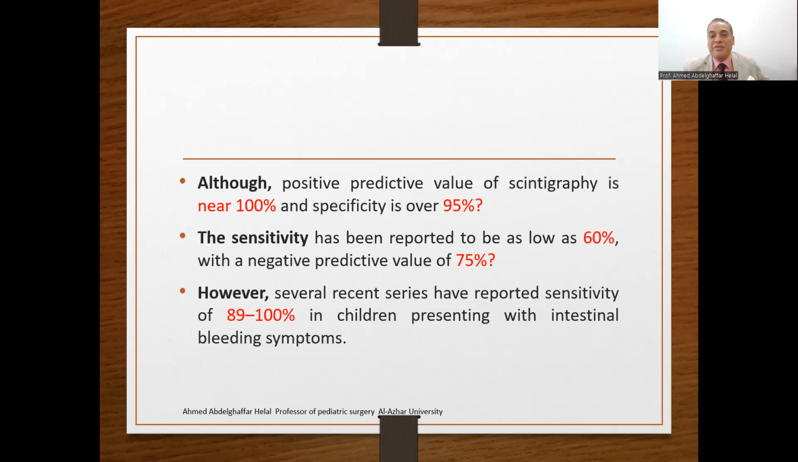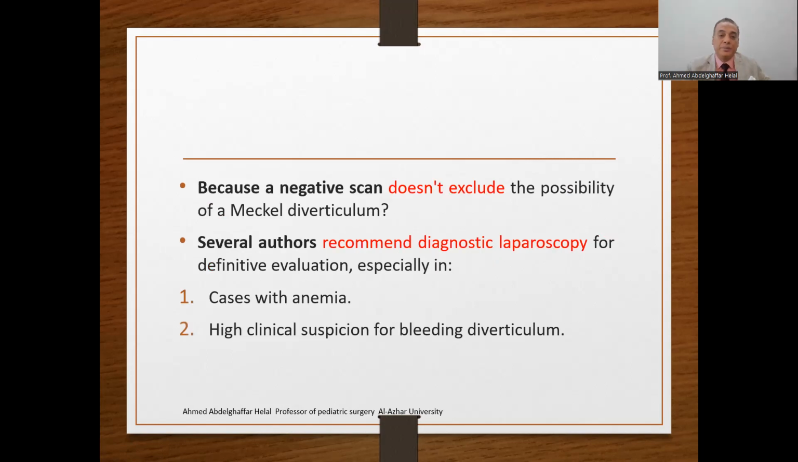Although the positive predictive value of the scintigraphy is near 100% and the specificity is over 95%, the sensitivity has been reported to be as low as 60% with a negative predictive value of 75%. However, recent series reported sensitivity of about 89 to 100% in children presenting with intestinal bleeding symptoms. So it's very important to understand these statistics related to the predictive value, sensitivity, and specificity of the study, because a negative scan does not exclude the possibility of Meckel. As we said, maybe the Meckel doesn't contain ectopic gastric mucosa, or maybe the Meckel is lying down in the pelvis, obstructed by the bladder.